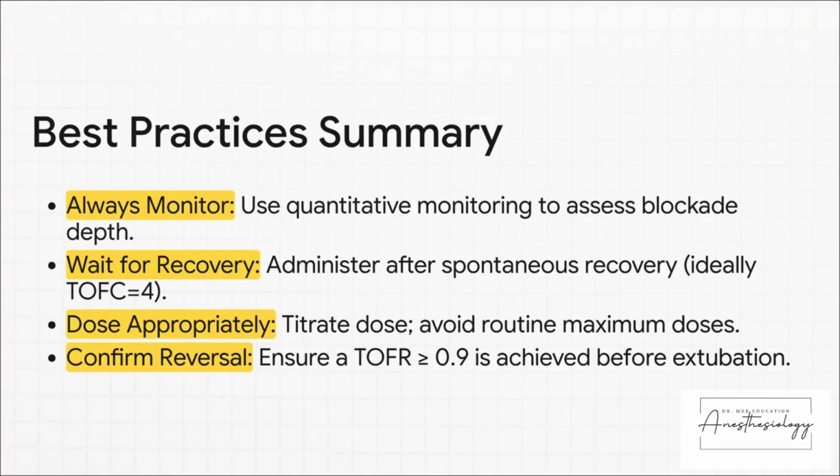1. Always monitor and use quantitative monitoring if you have it. 2. Be patient. Wait for some sign of spontaneous recovery, ideally a TOFC of 4, before you even think about giving neostigmine. 3. Dose appropriately. Titrate based on the data from your monitor. Don't just give the maximum dose every time. And 4. Confirm your reversal. Make sure you've achieved a sustained train-of-4 ratio of 0.9 or greater before you extubate.